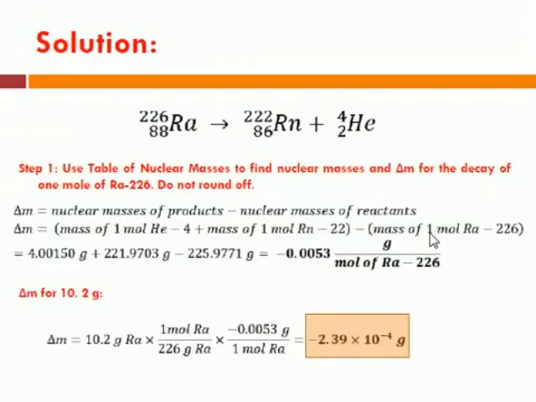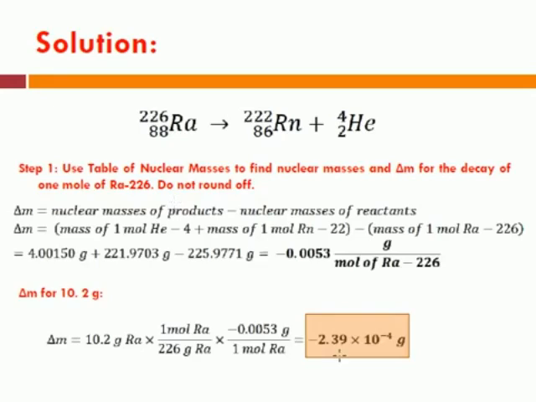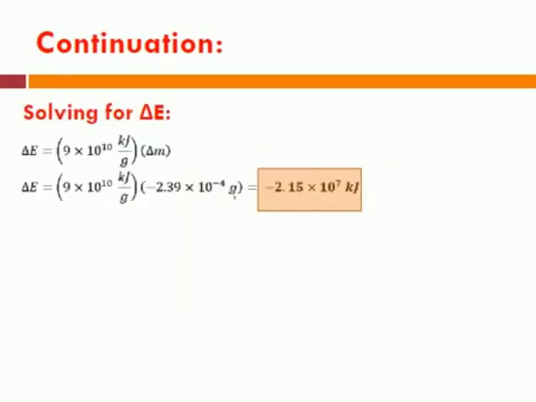Okay. So, next, we're going to find the delta E. The formula we're going to use is 9 times 10 raised to 10 kilojoule per gram times delta M, since delta M is in grams. So, 9 times 10 raised to 10, then the value of delta M here is negative 2.39 times 10 raised to negative 4 grams. Cancel out the grams, so the unit will be in kilojoules. You will get approximately negative 2.15 times 10 raised to 7 kilojoule. So, that is the answer for problem number 1.